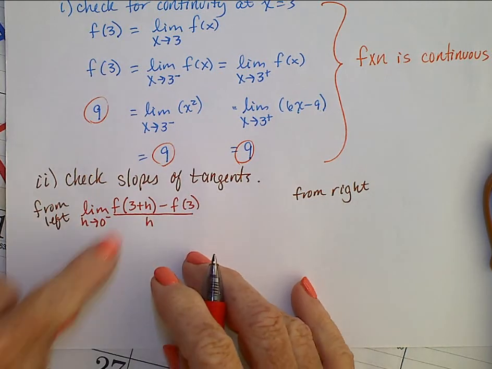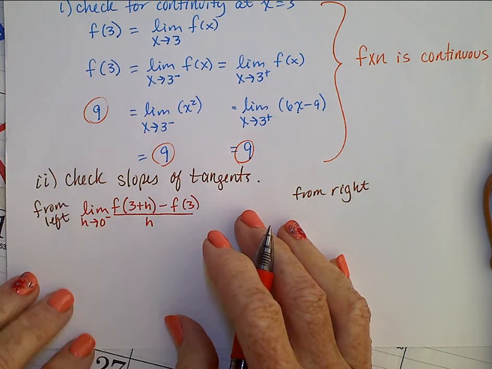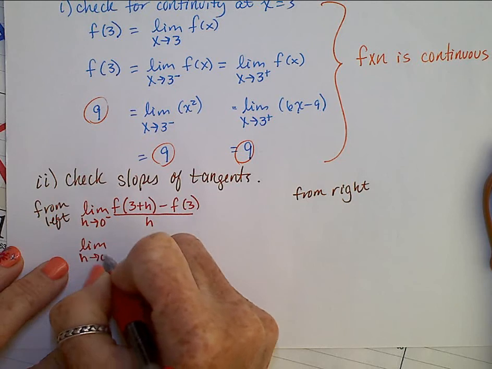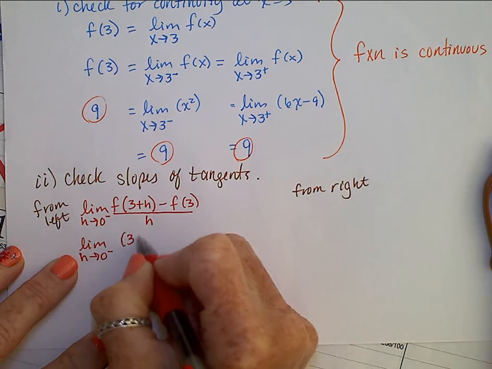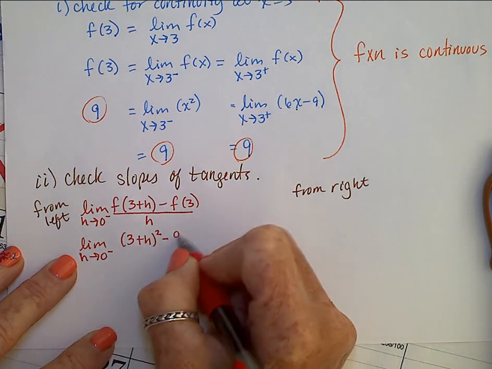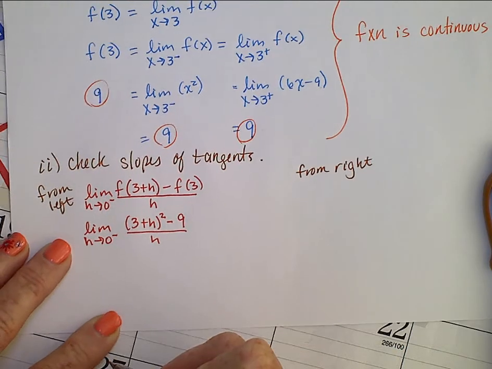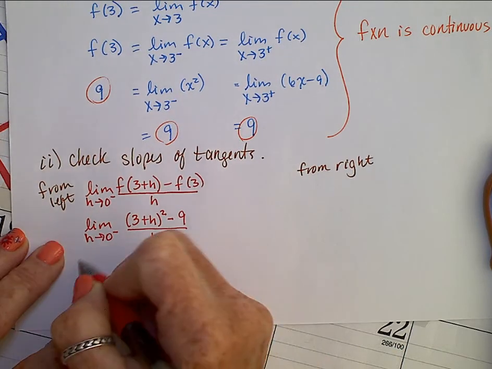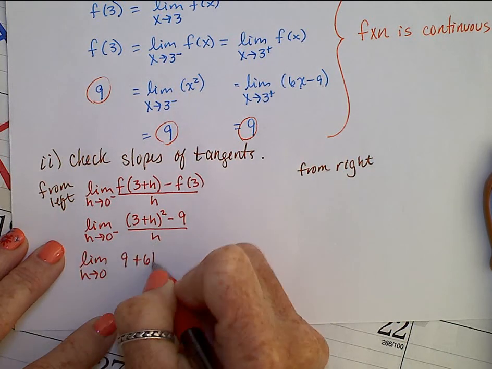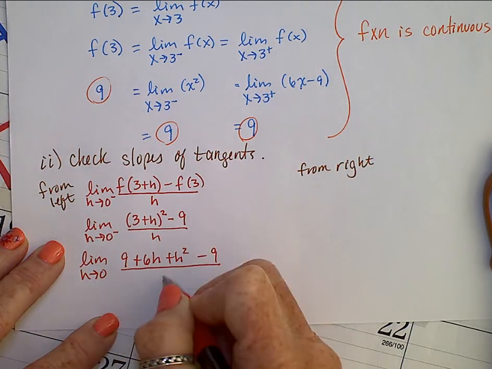The function that's on the left side of the 3 was that x squared. So this is the limit as h approaches 0 from the left of 3 plus h squared minus, and f of 3 was 9, all over h. Squaring that out, that's 9 plus 6h plus h squared, then minus the 9 all over h.